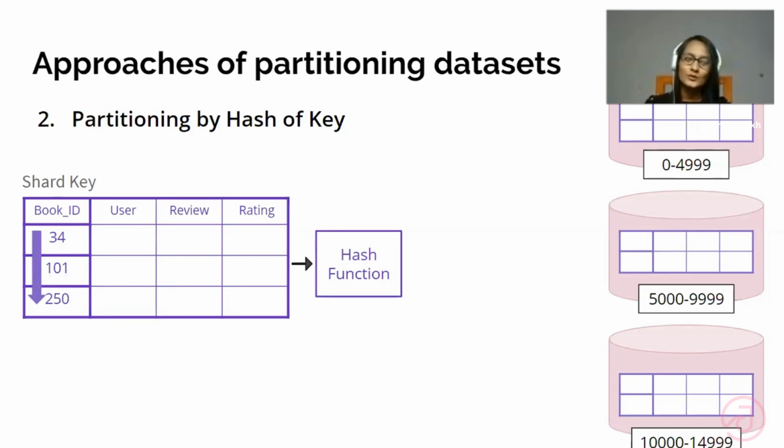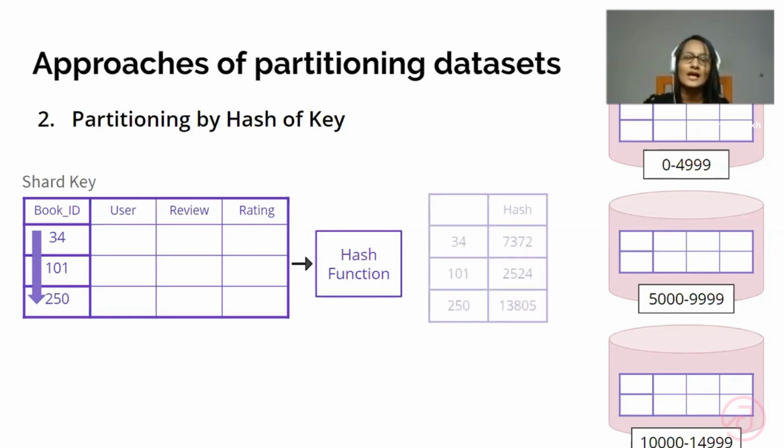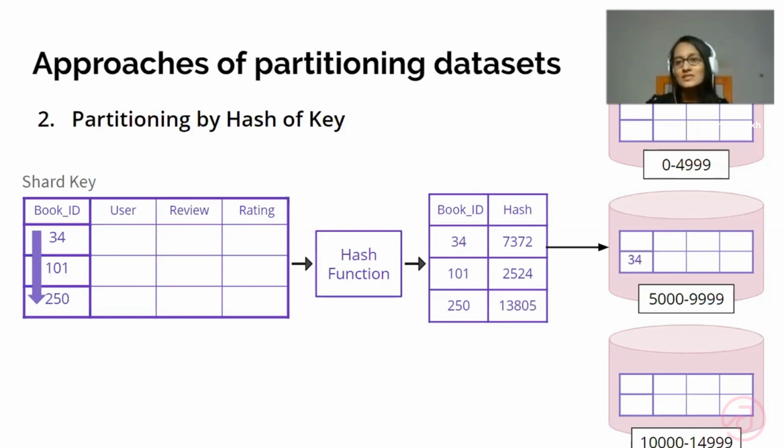Then you get a key, you calculate its hash, and depending on that hash, you assign it a partition. So if we take 34 here, we calculate its hash, which is in the range of 7k. And this range falls in the second partition. So your 34 will be stored in the second shard. Similarly, 101 will go to the first shard, and 250 will go to the third shard.